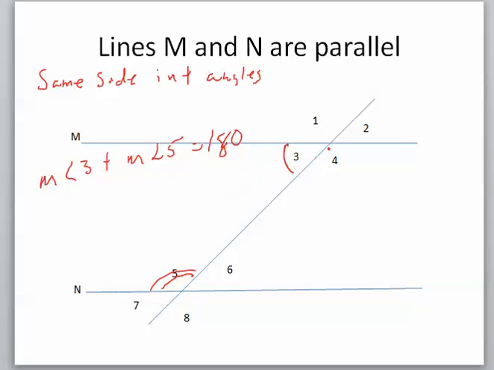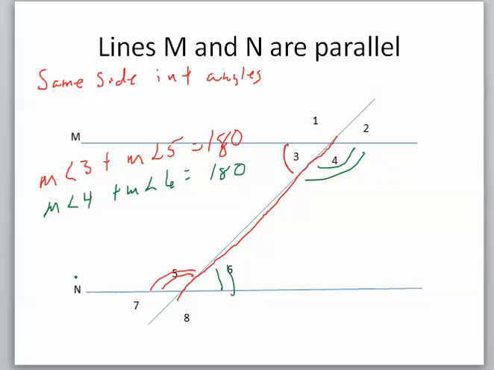They're on the same side of the transversal. Transversal is the line that cuts across here like this. Okay? They're on the same side of it, and they're interior to the parallel lines. And from the same perspective, angle 4 and angle 6 would be same side interior angles. And you would say the measure of angle 4 plus the measure of angle 6 would equal 180 degrees. Cool?